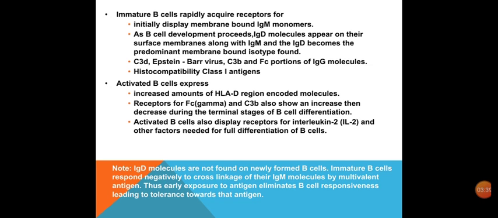We should note here that immunoglobulin D molecules are not found on newly formed B cells. Immature B cells respond negatively to cross-linkage of their immunoglobulin M molecules by multivalent antigen. Thus, early exposure to antigen eliminates B cell responsiveness, leading to tolerance toward that antigen.